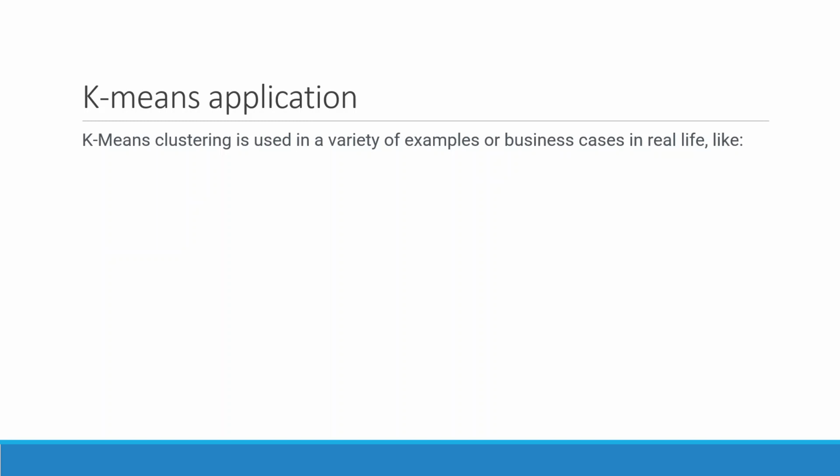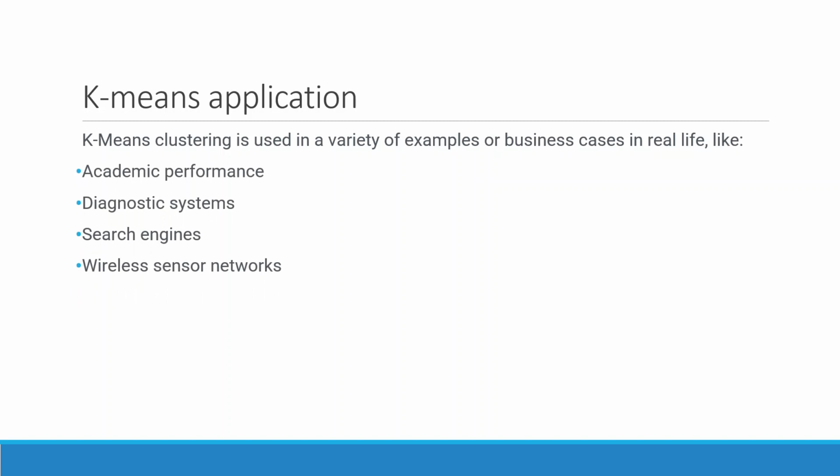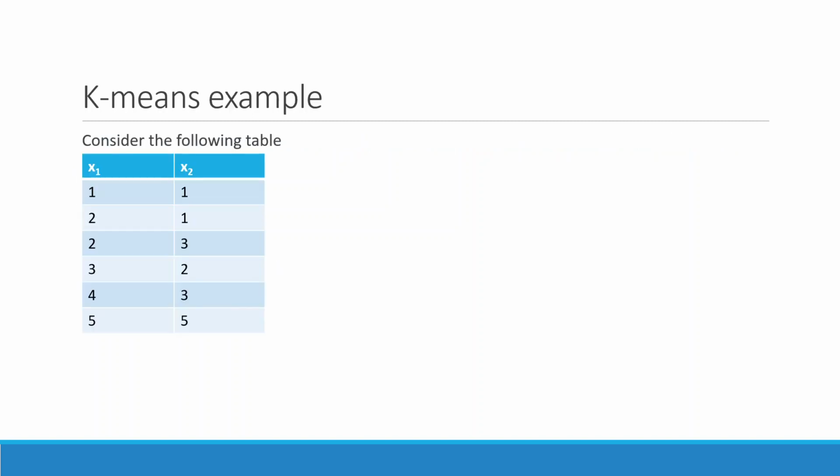Next, let us see what the applications of k-means are. First one is academic performance. Basically, the scores collected from students are clustered into A, B, C grades. Next, in diagnostic systems, the medical profession uses k-means in creating smarter medical decision support systems. Next, in search engines, clustering forms a backbone of search engines. When a search is performed, the search results need to be grouped, and search engines very often use clustering to do this. Next is wireless sensor networks, where the clustering algorithm plays the role of finding the cluster heads which collect all the data in their respective clusters.